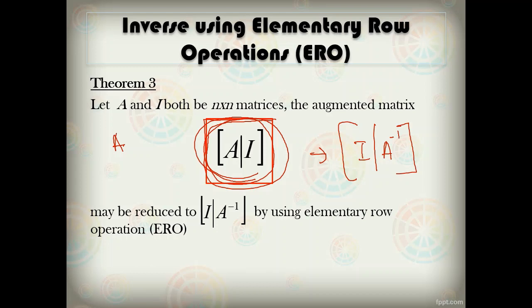Where this side will become your inverse. When we reduce A here to identity, from the first form where you have A on your left, reduce it to I, the identity matrix on the left. Whatever matrix that changes according to the operations that you perform, this is your inverse.